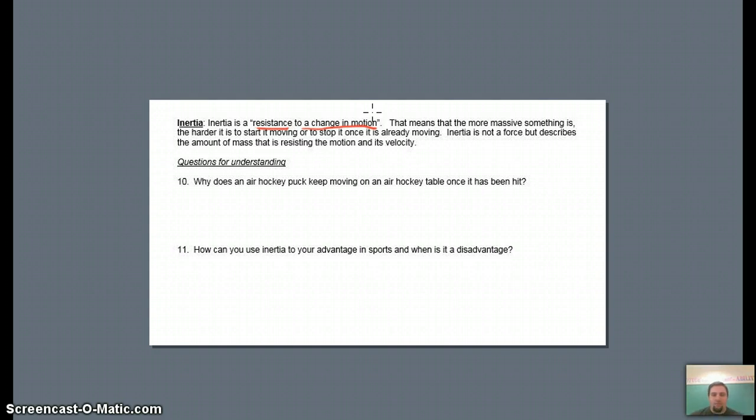And you can see this a lot. This is why in football running backs are generally small, because they can change motion very quickly, and linemen are big because they don't want to change their motion. If they're not moving, they want to stay not moving and block. So it's a function of mass. The more mass something has, the more it resists change in motion, the more inertia it has.